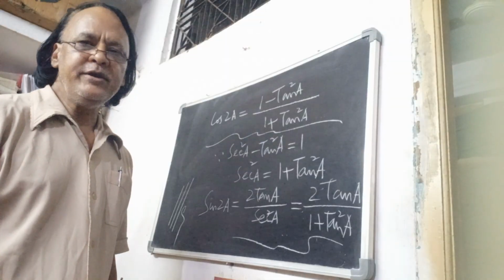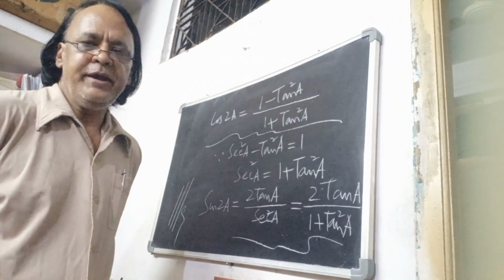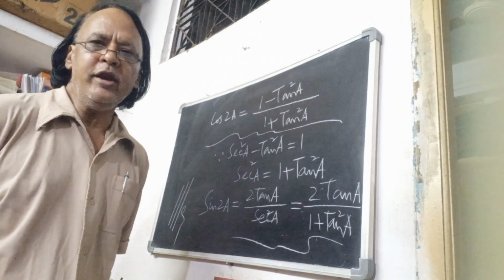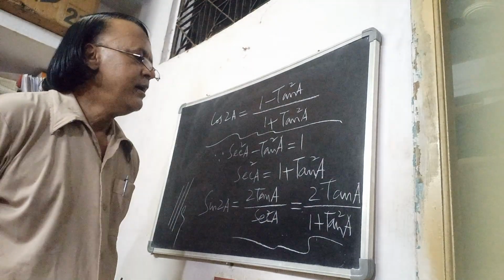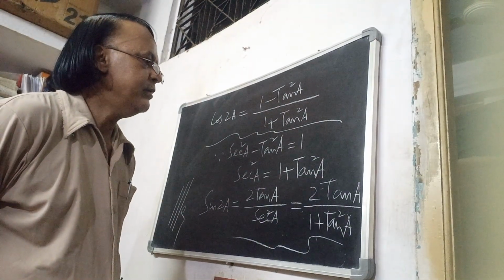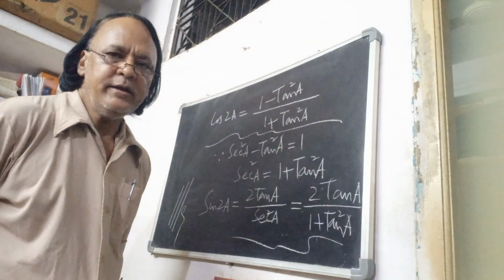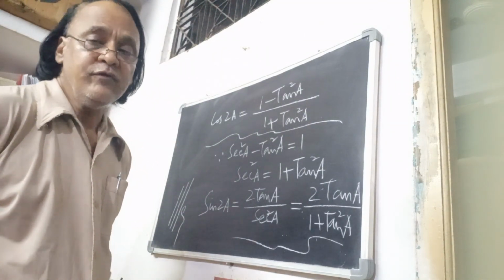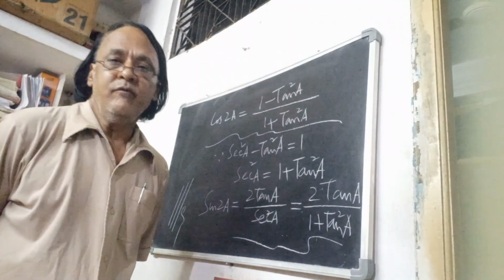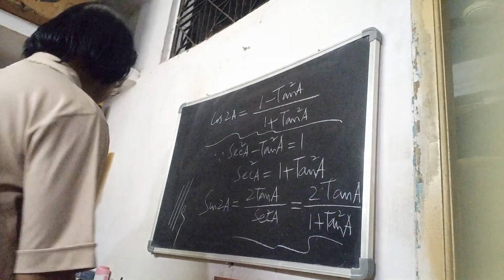You have to write each solution, each formula 5 to 10 times, then only you can understand. If you just see and try to memorize it, you can't do that. You have to write each formula 5 to 10 times. Next.